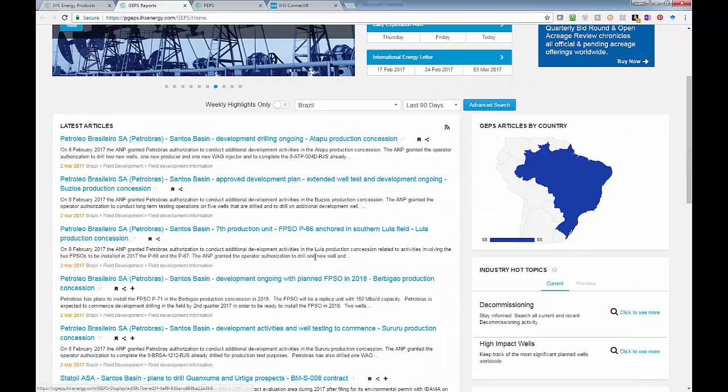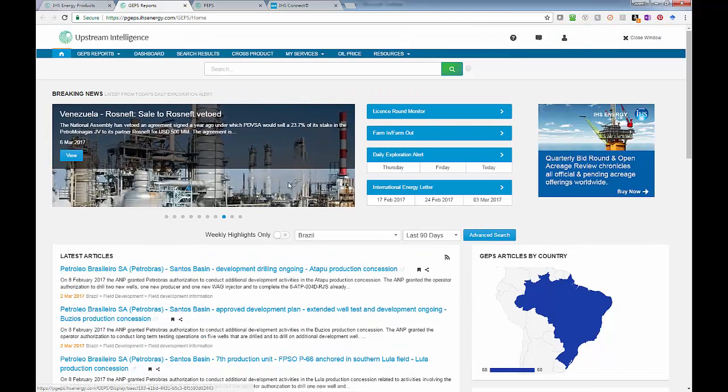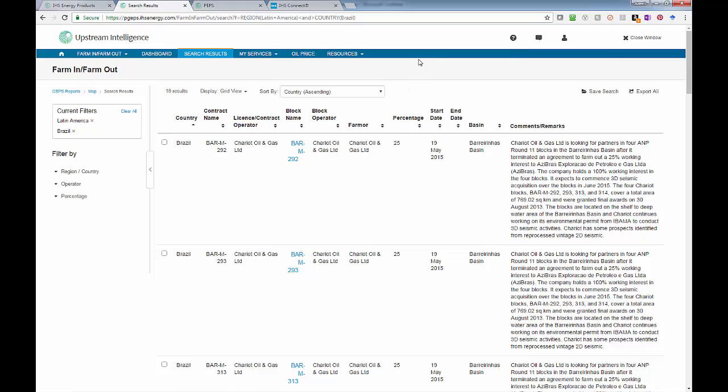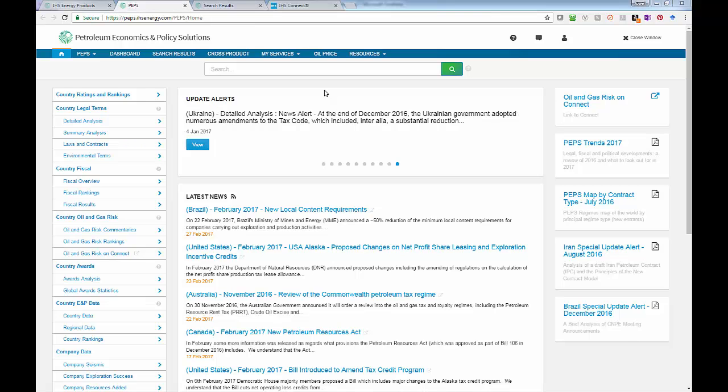The latest articles section allows the team to look back through the most recent developments in the country and, going forward, to use IHS Energy's upstream intelligence monitoring to stay on top of developments on a daily basis. The team takes a look at farm-in opportunities in the country, which could be a viable alternative to participating in the bid round.